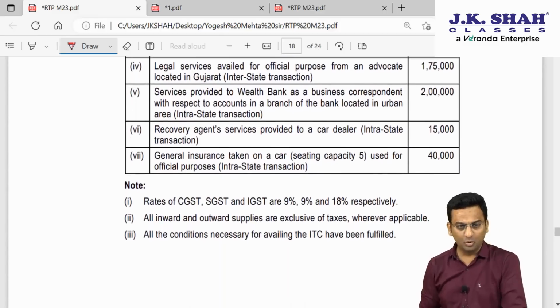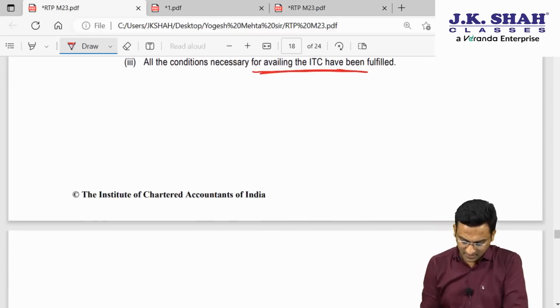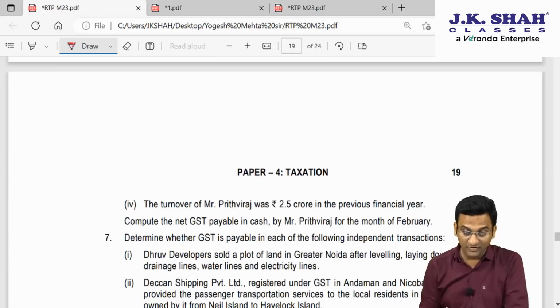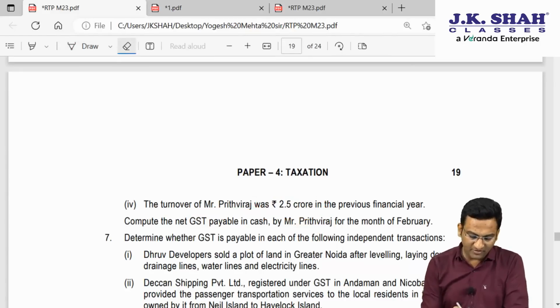Now friends, a few notes are given. Let's read the notes first. The rates of GST are 18% and 9% in case of CGST, SGST. All inward and outward supplies are exclusive of taxes wherever applicable. All the conditions are satisfied for ITC availment. And the turnover of Mr. Prithviraj was 2.5 crore in the preceding financial year.